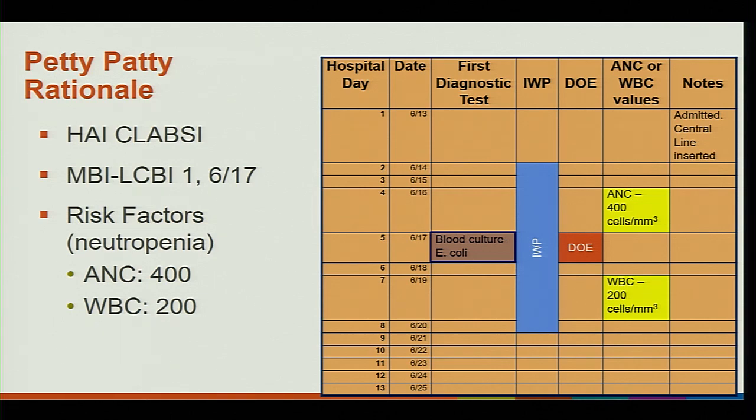The risk factor present is neutropenia. The patient has an ANC value of 400 and a WBC value of 200. Therefore, MBI LCBI criterion is met. Please note, any combination of ANC and or WBC values can be used to meet neutropenic criteria, provided they are collected on separate days within the 7-day period. That includes the date of the positive blood specimen, the 3 calendar days before, and the 3 calendar days after.